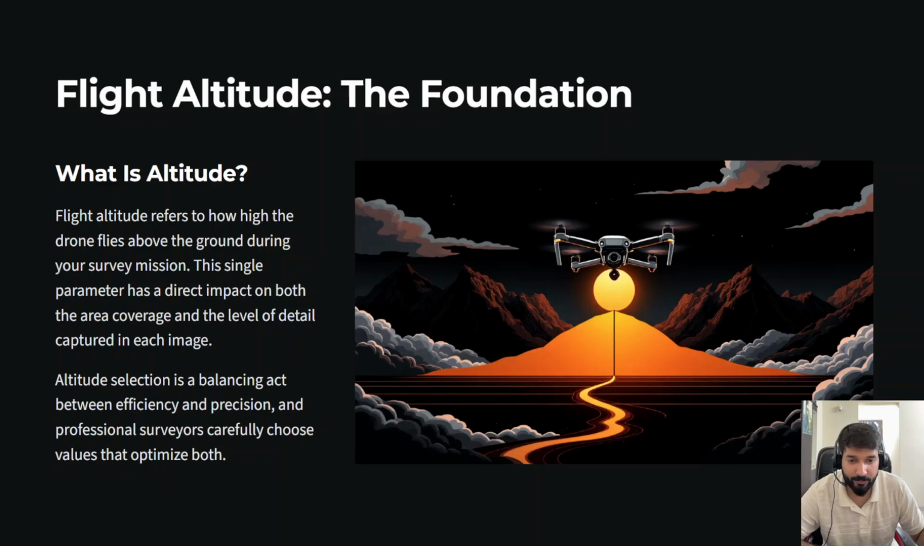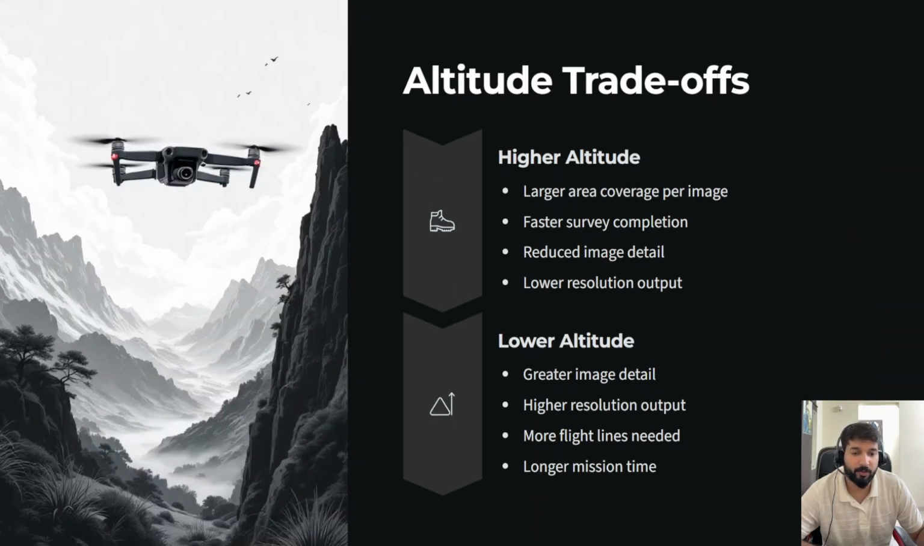Flight altitude refers to how high the drone flies above the ground during the survey mission. The altitude you choose affects both the area coverage and the level of detail in the captured images. Flying at a higher altitude allows the drone to capture a larger area in less time because each image captures a wider section of the ground. However, this also reduces image detail.